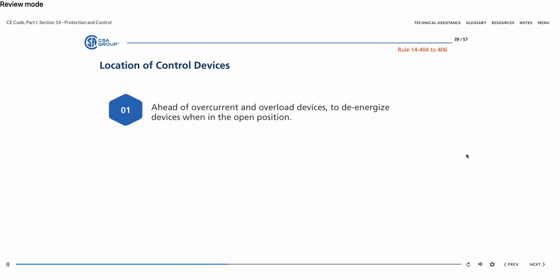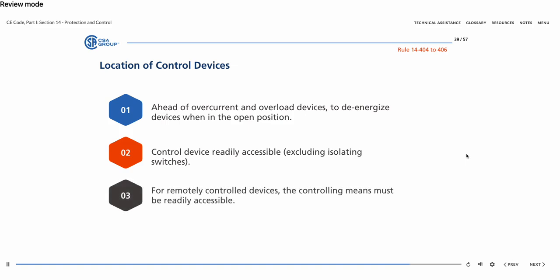In order to operate controls properly and safely, the control device should be readily accessible without having to overcome obstacles. Isolating switches are exempt from this requirement, as they are used for isolation and not control. If a device is remotely controlled, the controlling means must be readily accessible.